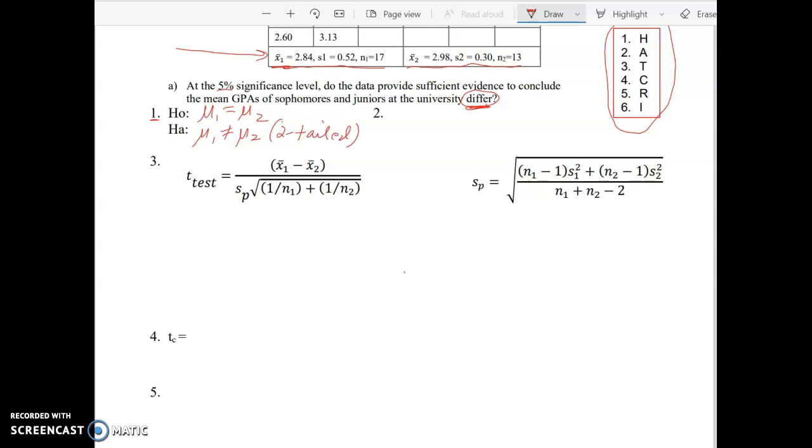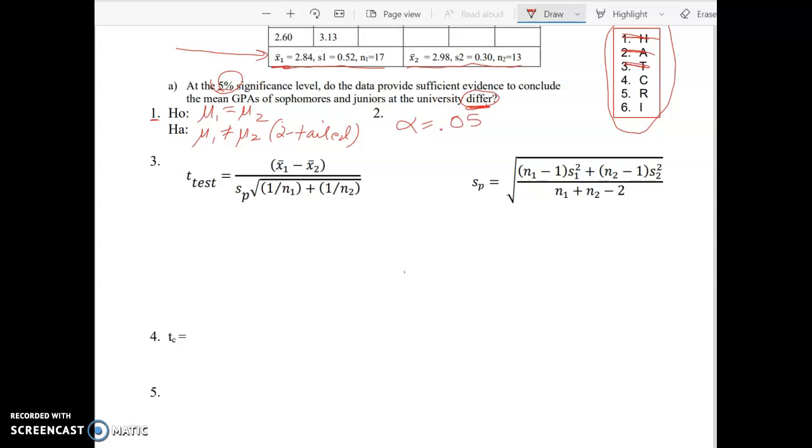So we're trying to figure out if sophomore GPAs are different than junior GPAs. That's what these numbers we're looking at are, GPAs. That's number 1. Number 2, we need to know the significance level, or the alpha. And in this case, we were asked to do this at the 5% significance level. So alpha equals 0.05. Now, step 3, we need to get our test statistic.